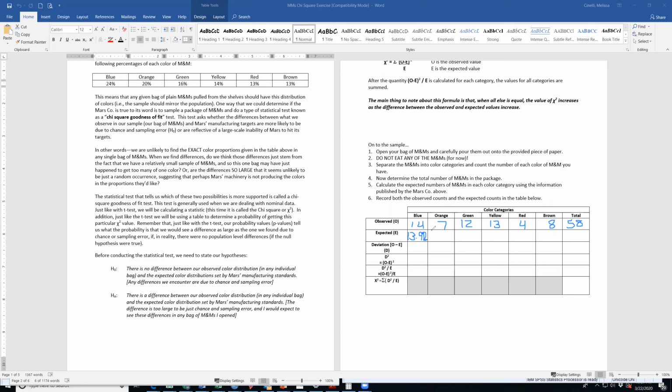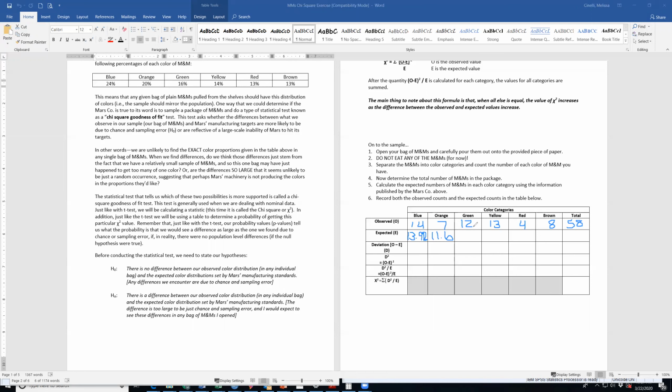We can see just for the blue category, we have basically gotten as close as we possibly could to the expected value. 14 is as close to 13.92 as we could have gotten. Let's see how well we do in the other categories. 20% of 58 is 11.6. Now we start to see there's some differences here. 7 is not that close to 11.6. We're seeing fewer orange M&Ms in my bag than we anticipated.